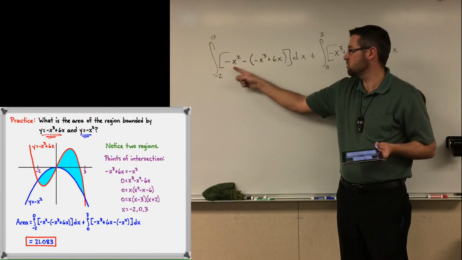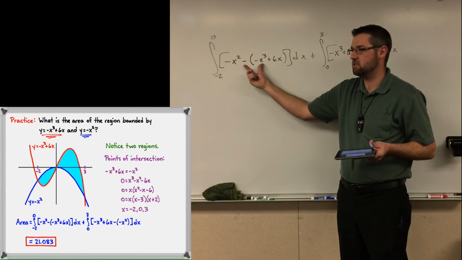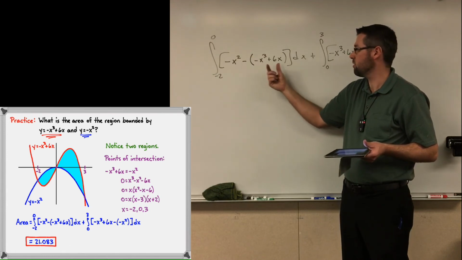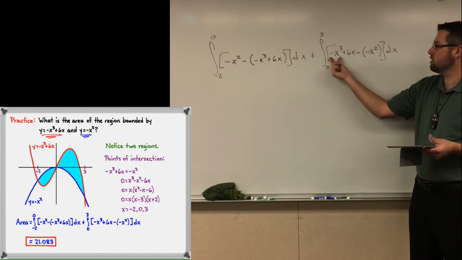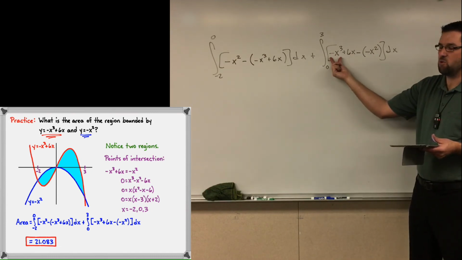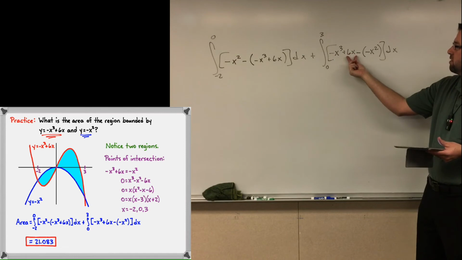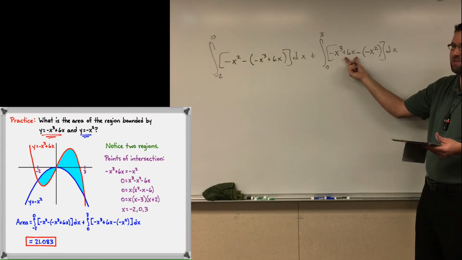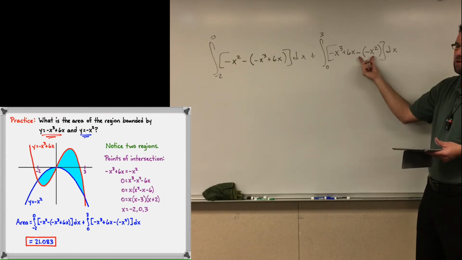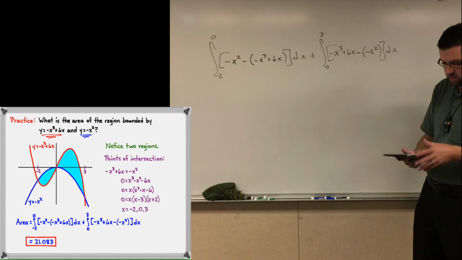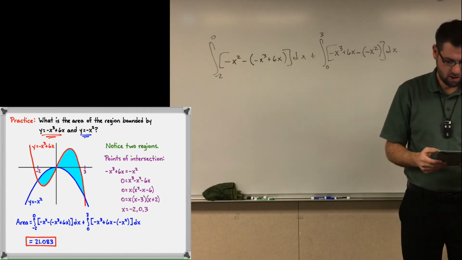Negative 1/3 x cubed. This one's going to be plus, so it'll be plus 1/4 x to the 4th minus 3x squared. Good. This one, negative 1/4 x to the 4th plus 6. No, I'm sorry. Plus 3. See, I took the derivative there. Plus 3x squared plus 1/3 x cubed. Right? And then evaluate from there. Are we good with that?